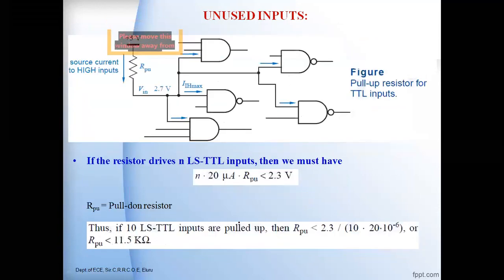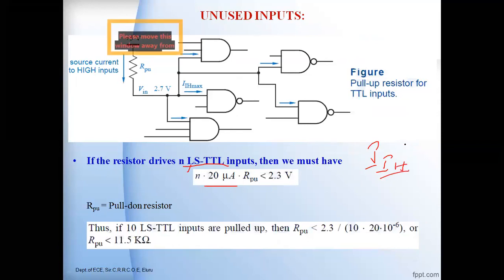And the second one, if you see, is the pull-up resistor. In the pull-up resistor, the output value is usually maintained at the high state values here. So under such conditions, again here, if the resistor drives N LS-TTL inputs, then we will have this relation here, N into 20 microamperes into the pull up resistor. So what is this 20 microamperes? It is the maximum rated current of the IIH here. Under such conditions, the diode is in reverse bias. So the maximum rated current given by the manufacturer is 20 microamperes.